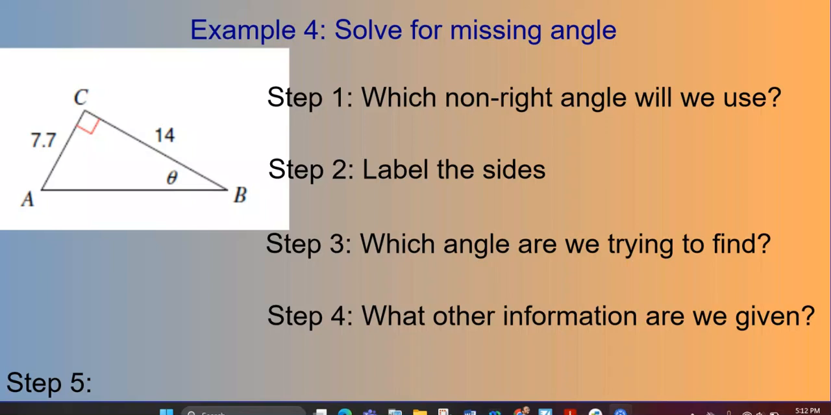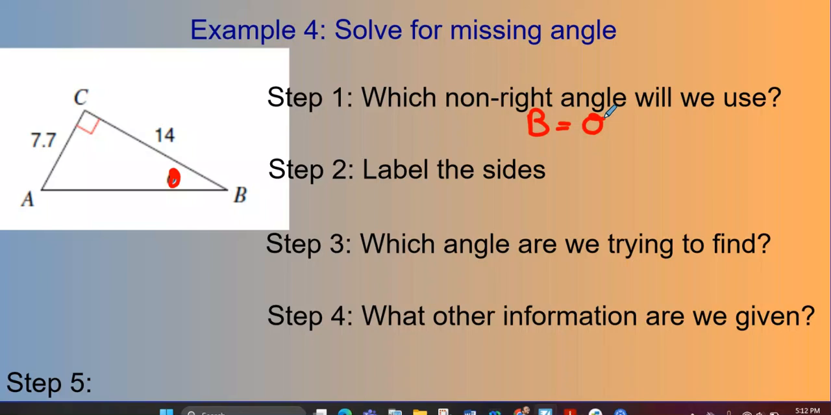With this part, we might have multiple sides, but they don't give us an actual number for an angle, which means we have to find it. So our first step again is trying to figure out which non-right angle we're going to use for labeling the sides and all that good stuff. So the non-right angle that they gave us, which is theta, is this angle right here, which is B. So we're going to say B, and that's our theta.